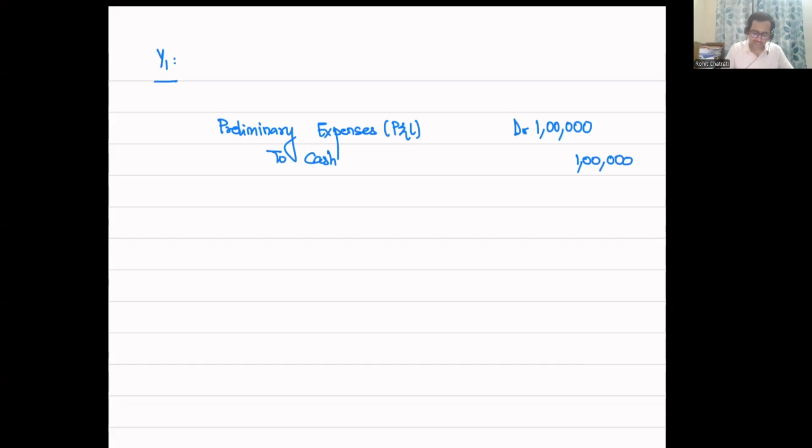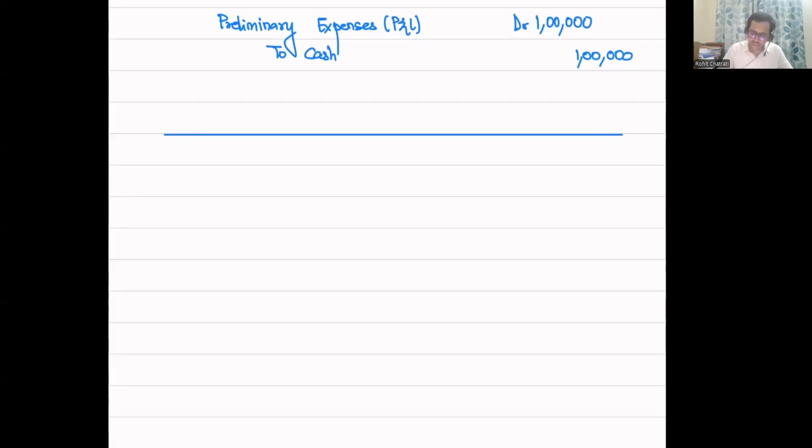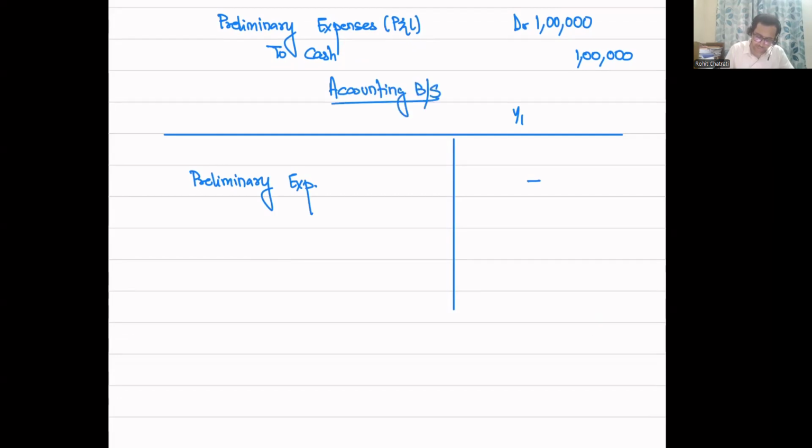If I prepare an accounting balance sheet for year one, I am going to show preliminary expenses at zero value. There is going to be no value in the accounting balance sheet. In the accounting balance sheet, the preliminary expenses as a line item itself is not going to appear. We are going to have a zero amount of preliminary expenses because the entire amount has been taken to P&L, and therefore there's going to be no asset. All right, preliminary expense asset is going to be equal to zero. There's going to be no preliminary expense asset on the balance sheet. This is the accounting balance sheet, right?